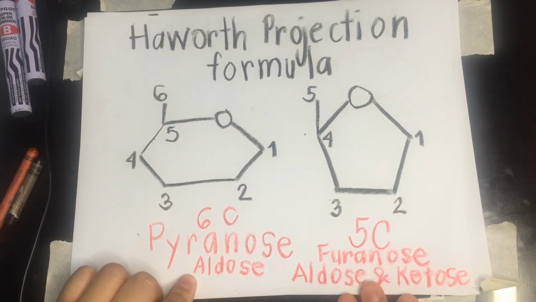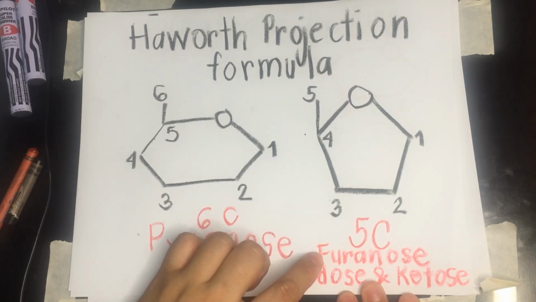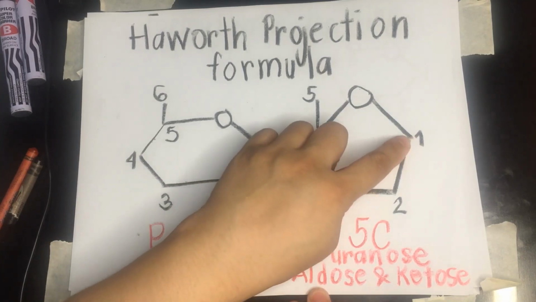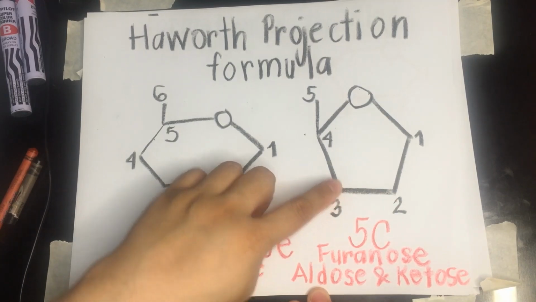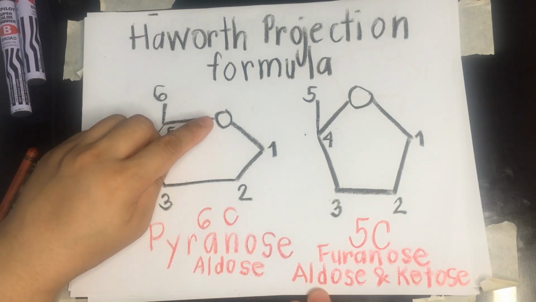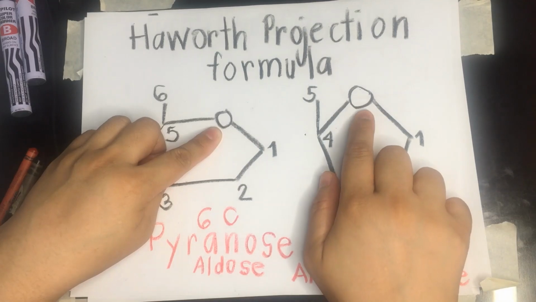Next, for 5 carbon atoms, we make use of a furanose ring. These are for the aldose and the ketose groups. You are going to count the number of carbon atoms, starting with carbon number 1, 2, 3, 4, and 5. The ones that are located here and here are oxygen bonds.